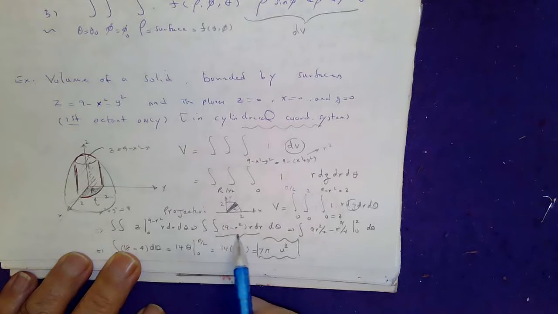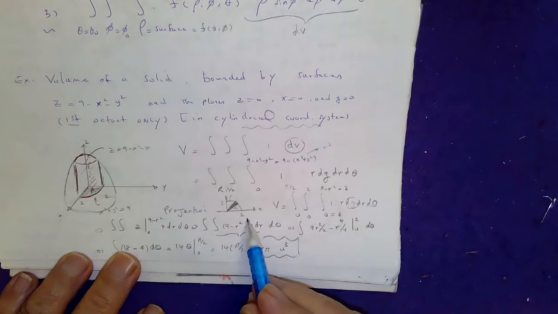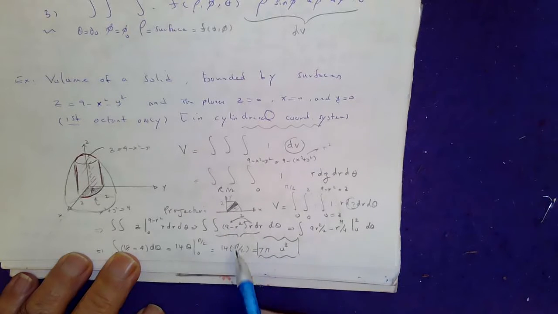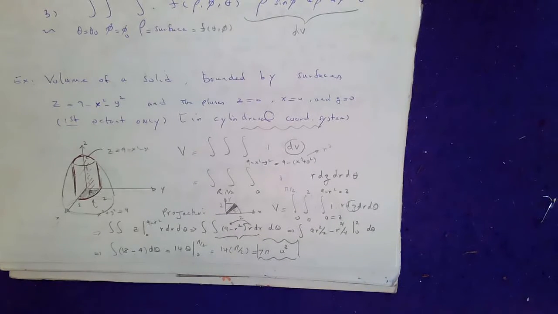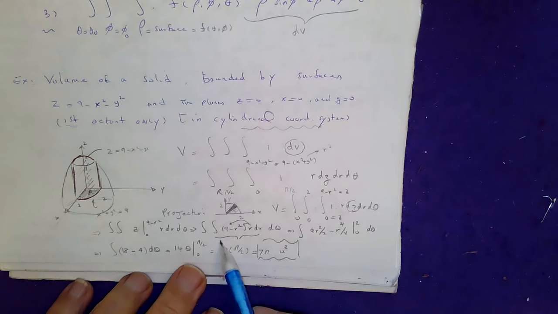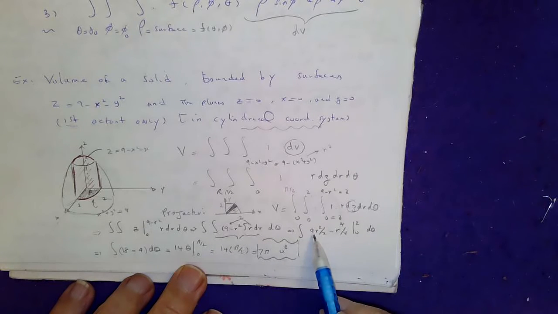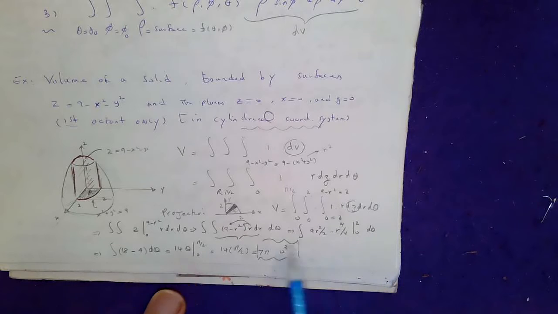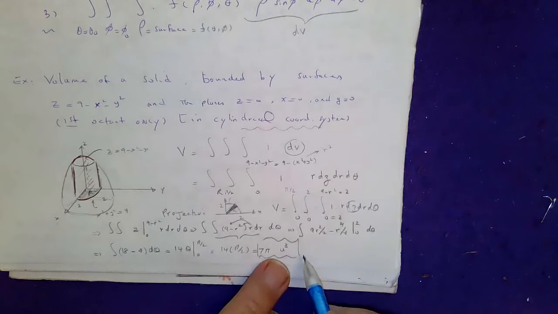Then you evaluate the second integral as you go from right to left with respect to r. But don't forget to distribute this r factor by 9 minus r squared and then take its antiderivative. So the antiderivative of 9r is 9r squared over 2. The antiderivative of r cubed is r to the 4 over 4. r goes from 0 to 2. Evaluate that. You get 14. But now the antiderivative of d theta is theta, and theta goes from 0 to pi over 2. So 14 times pi over 2 gives you 7 pi cubic units. And that would be the volume.